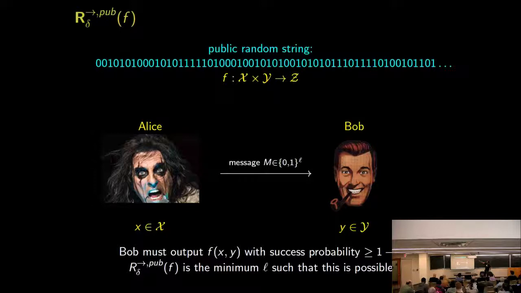So what does that R delta arrow pub f mean? It means over all communication protocols, meaning how Alice behaves and how Bob behaves, that have success probability at least 1 minus delta, what is the minimum message length that allows Alice and Bob to solve this problem? What's the minimum L that's achievable?